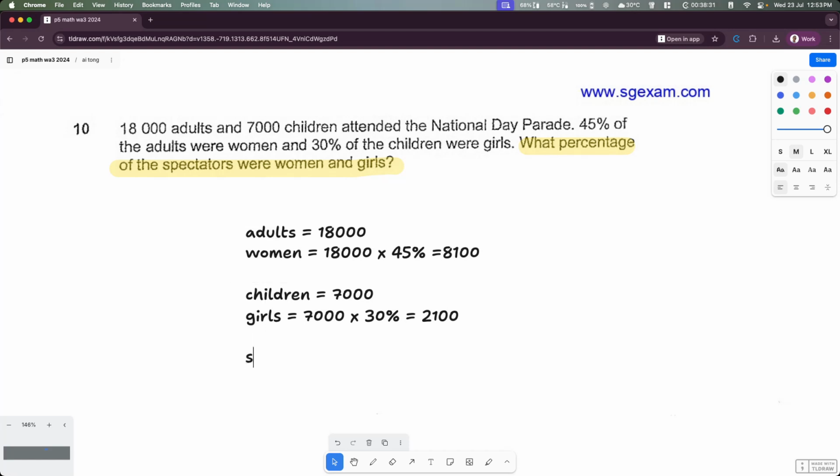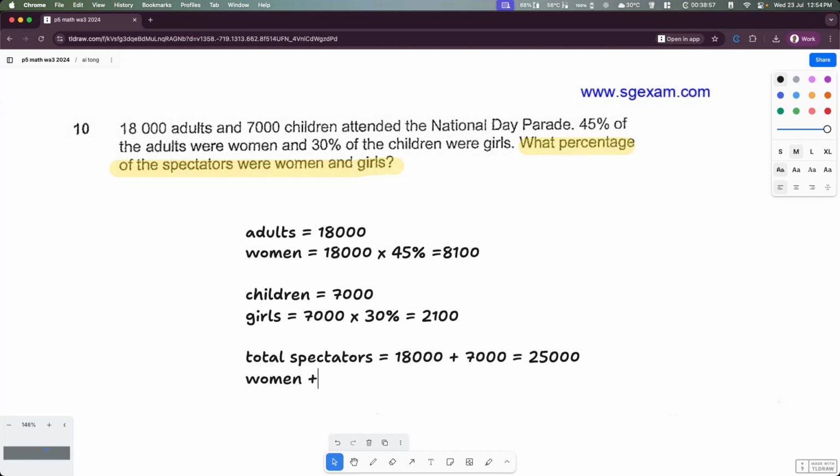Okay, so spectators, you go to 18,000 plus, or total, all right? Total spectators, you got 18,000 plus 7,000, and this will give 25,000. Right? And then we have the total spectators, and then we also want to have the women and girls.